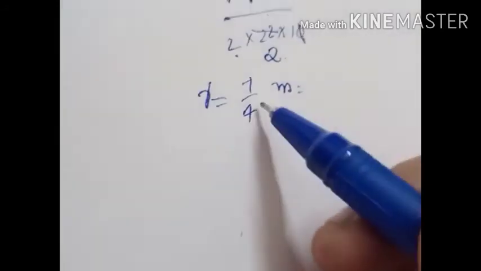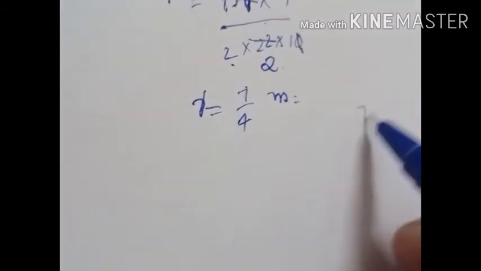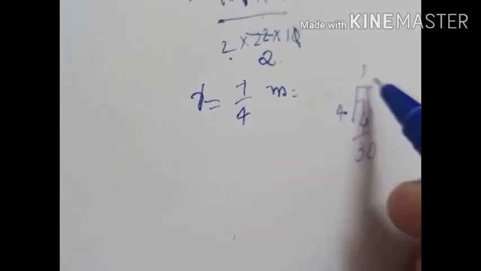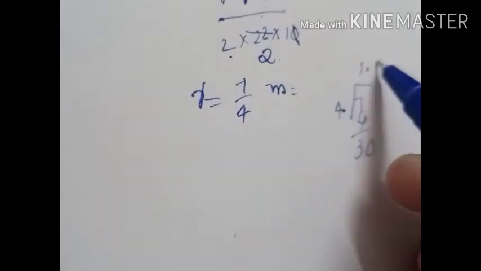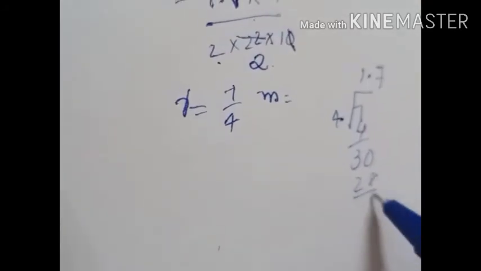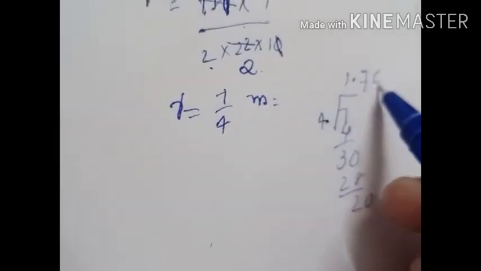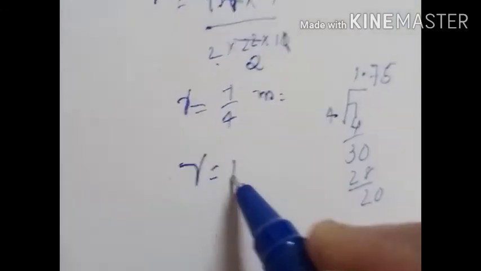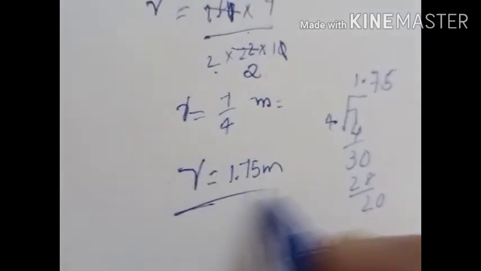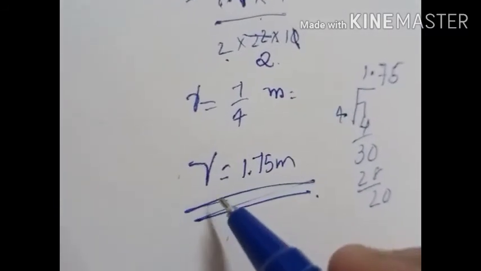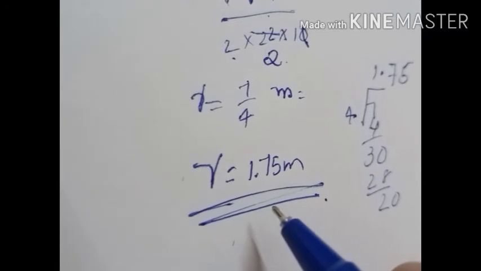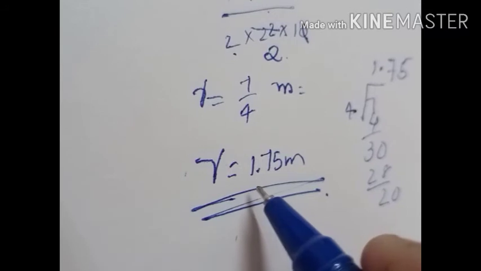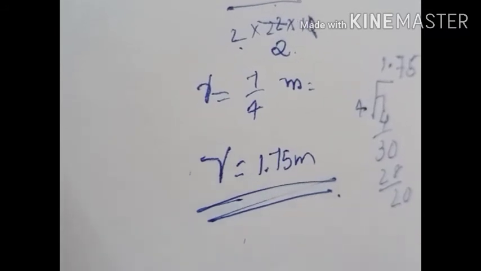If we want to write its decimal form, we can write 7 by 4. 1 4 is 4, remaining 3, 0, then put decimal. In 30, 7 4s are 28, then 2, in 20, 5 4s are 20. So radius R is equal to 1.75 meter. This is the second sub question. Find the radius of the base. So here the radius of the base is 1.75 meter.